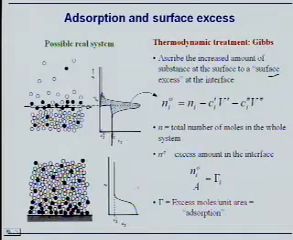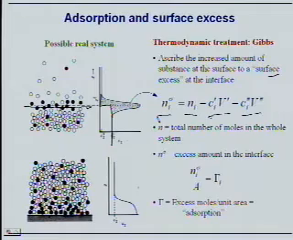And in order to calculate that, you need the total number of molecules in the system minus the volume times the concentration in the liquid phase minus the volume times the concentration in the bulk phase. So the total amount of moles minus the moles in both phases gives you the excess moles, which should be on the interface.